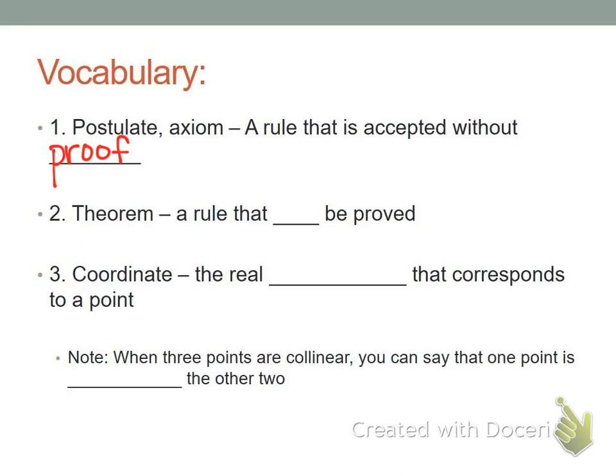A theorem, however, is a rule that can be proved. A rule that can be proved. A coordinate is the real number that corresponds to a point. Right below that we have a note. When 3 points are collinear, meaning that they lie on the same line, you can say that 1 point is between the other 2.